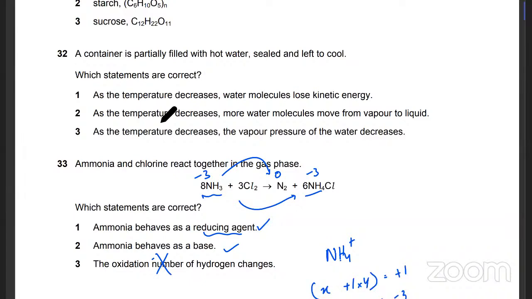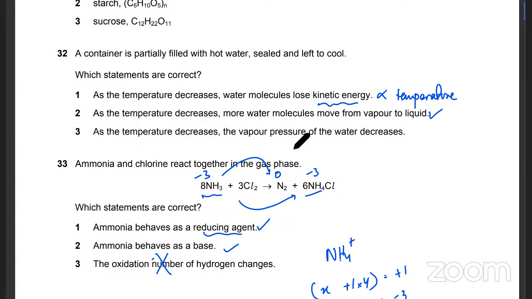Sir, are all three of them correct? All three of them. As temperature increases, water molecules lose energy. That's obviously, remember, kinetic energy is the same thing. Temperature measures kinetic energy. Remember that. Okay, so temperature is a measurement of kinetic energy. As temperature decreases, more water molecules move from vapor to liquid. From vapor, that is correct, right?